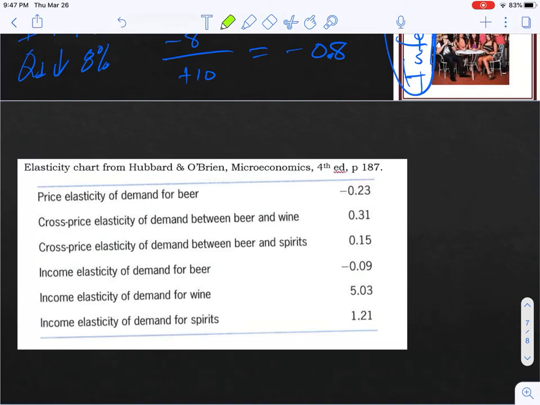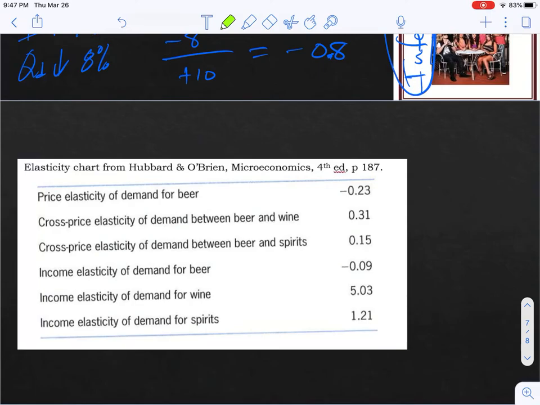The last thing I want to do is just a quick example of interpretation, because the most important thing is that you know what this means. So this is a chart that I shamelessly pulled out of a different textbook, not the one that we're using for class.